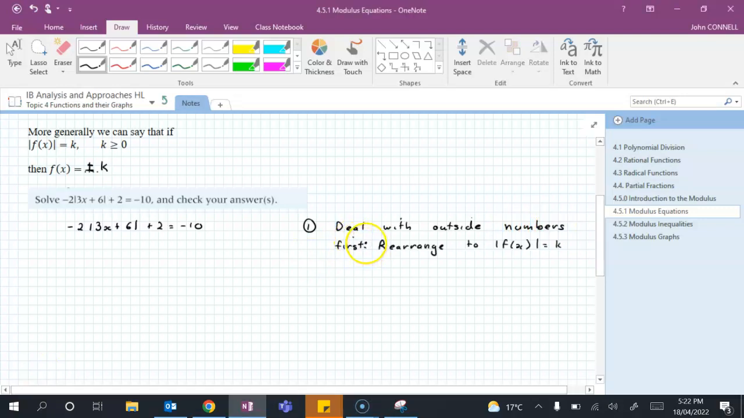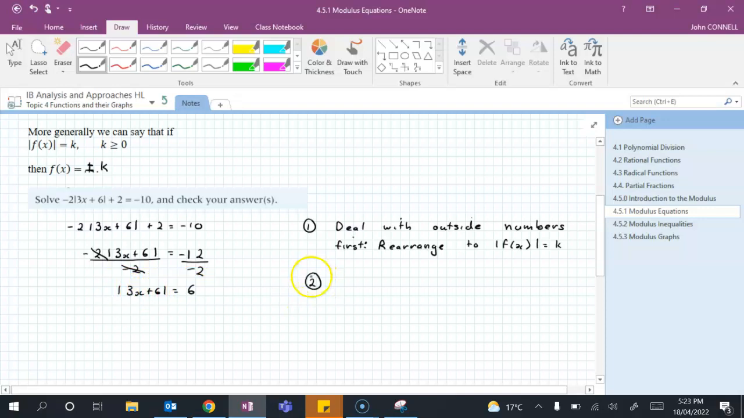That I've added in, what that actually means is we've got to rearrange it to the form: the modulus of some expression in x equals k. So, using my equation solving techniques, I'm going to move the 2 over first. So minus 10, take 2 is going to give me minus 12. And then I'm dividing both sides by minus 2. That cancels. So the modulus of 3x plus 6 equals 6.